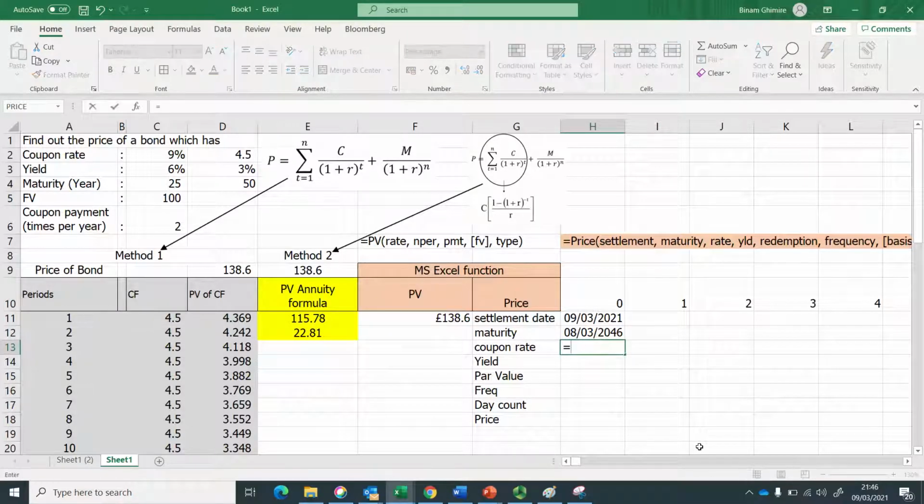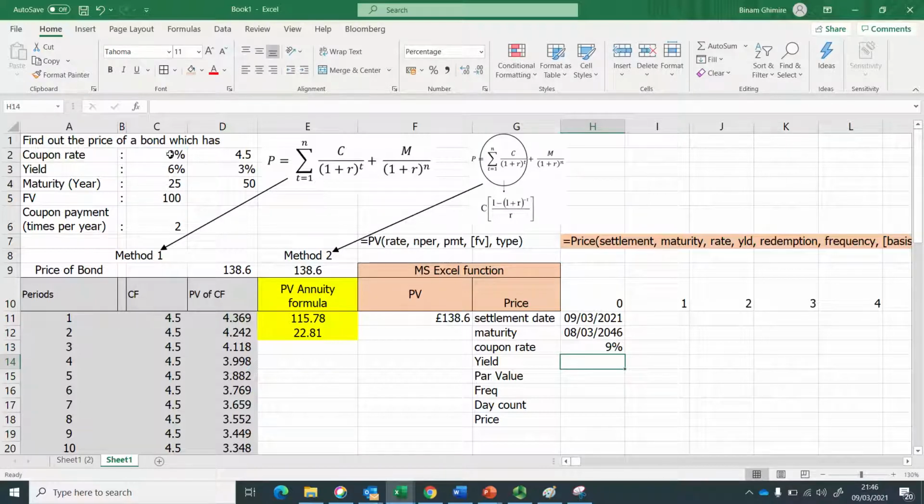So coupon rate is therefore going to be this 9%. Now remember, in the case of this approach, you don't divide by 2, okay? So Excel does everything. So when it says yield, you just take 6%. Par value is then 100, that's what you take. Frequency is 2. So because you are mentioning the frequency, it will take care. So Excel will divide the yield, Excel will divide the coupon rate and also find the coupon itself, so don't worry. So when it says day count, basically you can simply put 1. That's just the convention of day count.